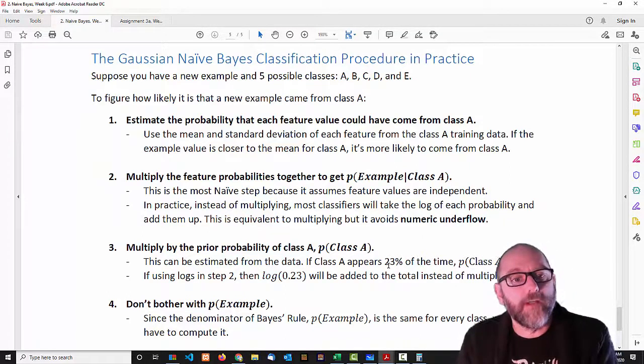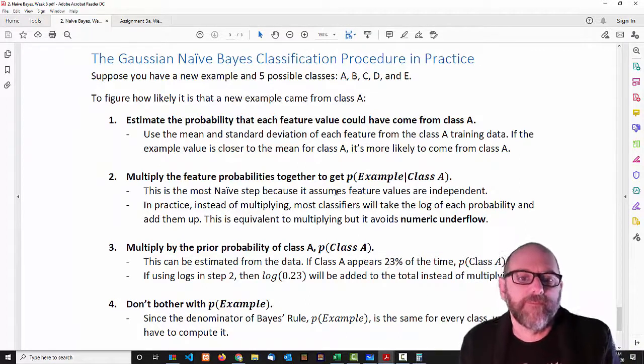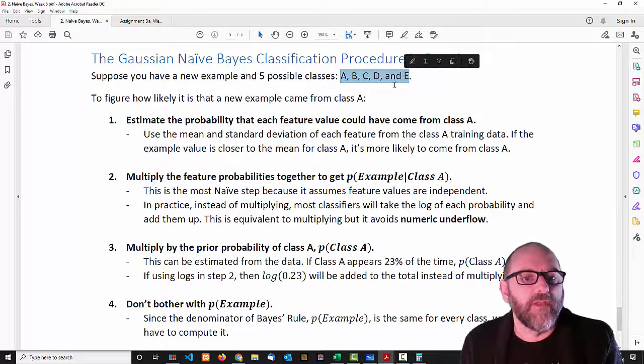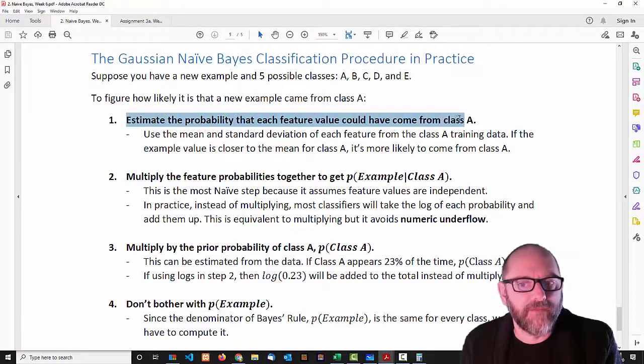Okay, so this is the naive Bayes classification procedure in practice. Gaussian naive Bayes. Let's say you have a new example in 5 possible classes. You start with class A. You estimate the probability that each feature value could have come from class A, and you do that using the mean and the standard deviation.